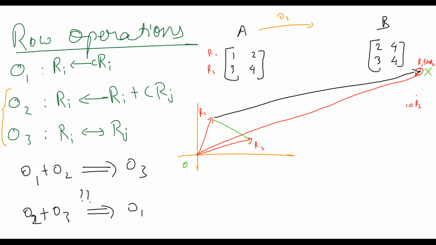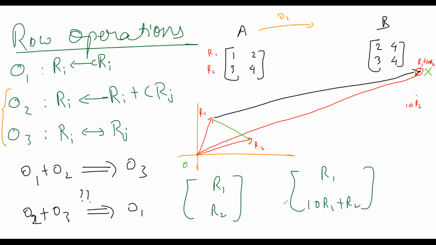That this area will not change. So all I'm trying to say is that when you have this R1 and R2, and when you replace this by, let's say, 10 R1 plus R2, then the determinant of these two things is the same.